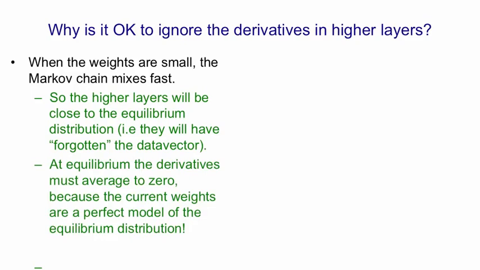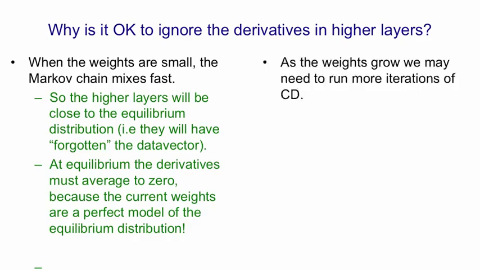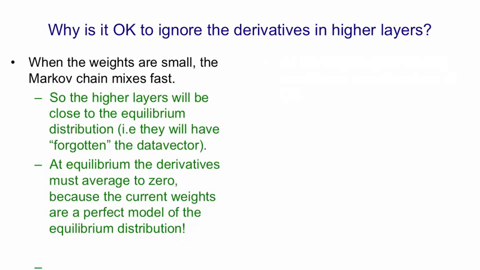If the higher layers are sampled from the equilibrium distribution, we know that the derivatives of the log probability of the data with respect to the weights must average out to 0. And that's because the current weights in the model are a perfect model of the equilibrium distribution. The equilibrium distribution is generated using those weights, and if you want to generate samples from the equilibrium distribution, those are the best possible weights you could have. So we know the derivatives there are 0.